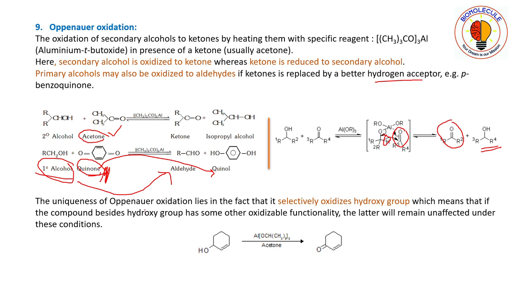Now the uniqueness of Oppenauer oxidation lies in the fact that it selectively oxidizes the hydroxy group, which means that if the compound, besides the hydroxy group, has some other oxidizable functionality, the latter will remain unaffected under this condition. So you can see over here that it has the secondary alcohol and one unsaturation. It selectively oxidizes the hydroxy group with this aluminium tert-butoxide. So the unsaturation remains unaffected, whereas the secondary alcohol is oxidized to ketone.